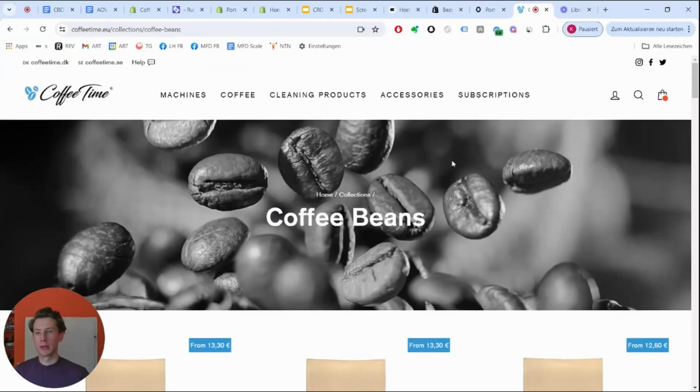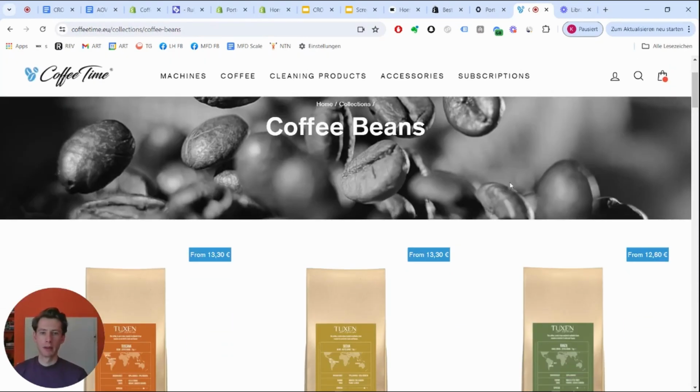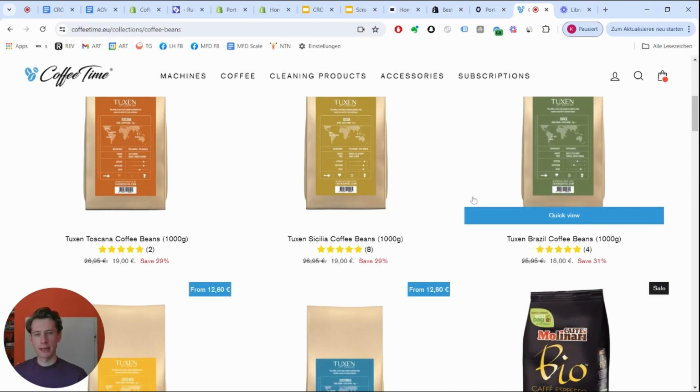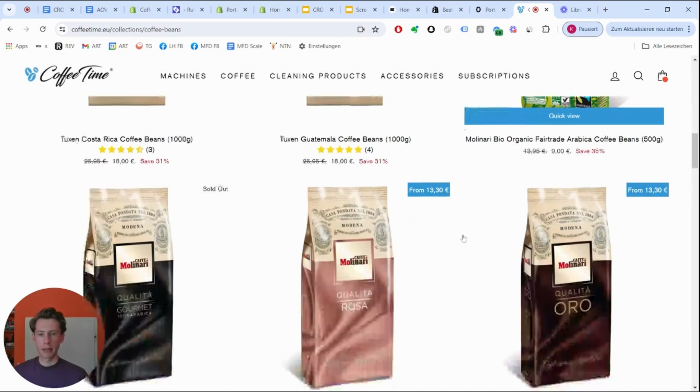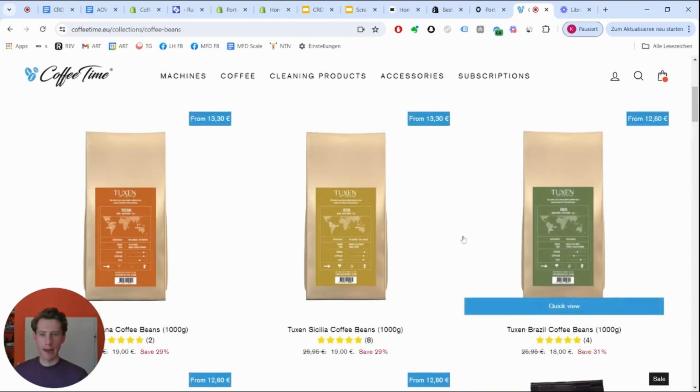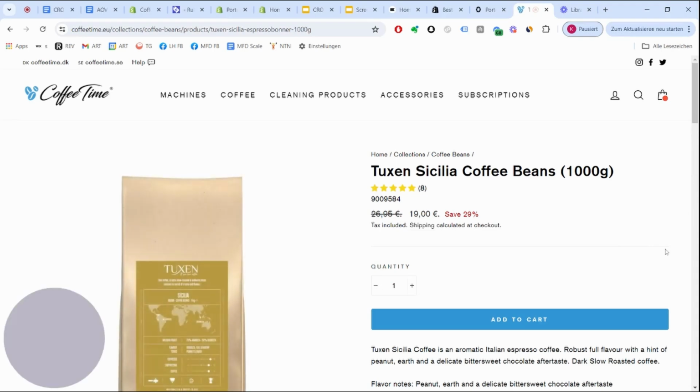Another powerful tool to increase your AOV and conversion rate is to actually use dynamic pricing. I think it's a very powerful tool that way more Shopify stores can make use of. So let me show you an example. Here we have a store selling all kinds of coffee beans. And why I chose this example is because we have quite a few different SKUs.